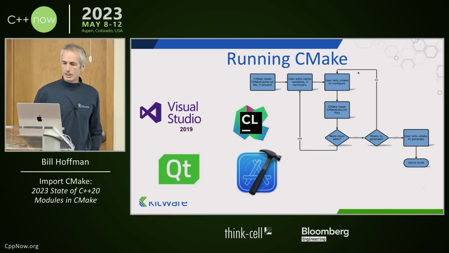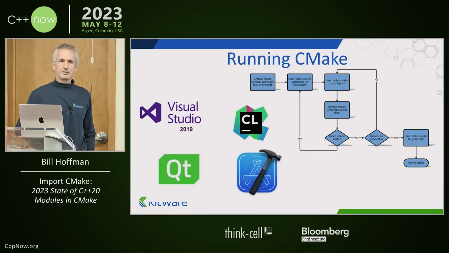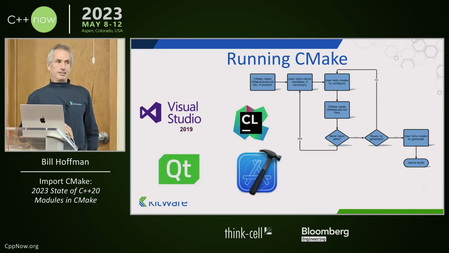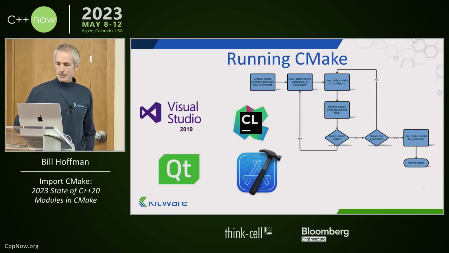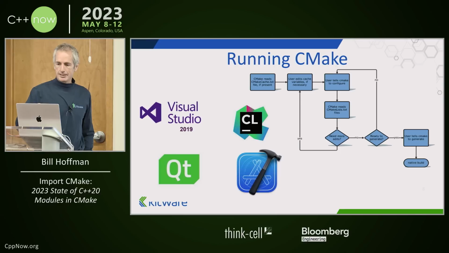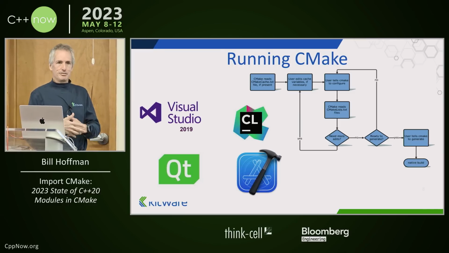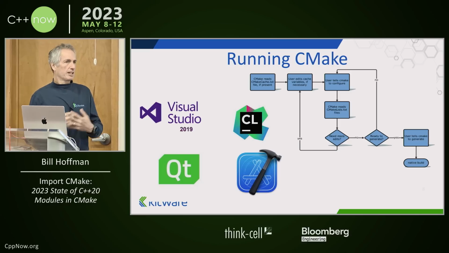First, a little background on running CMake. It's important to understand this, because it helps you understand what makes adding modules into the CMake build system a little more difficult. The way CMake works, you run CMake, it reads the CMake cache file if there's one present, and that stores the state of variables. It's kind of like environment variables.